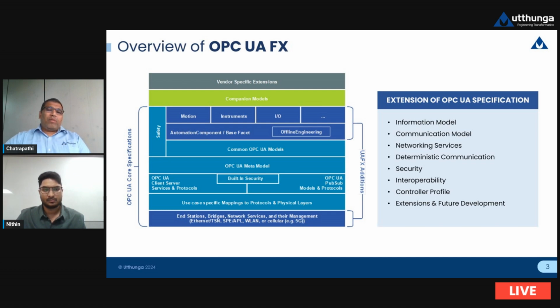And most importantly, OPC UA security itself is a continuously evolving aspect. This is based on generic cybersecurity, whatever improvements are happening. Based on that, the adaptation is a continuous improvement that happens to OPC UA security, and the same has been extended to OPC UA FX as well.